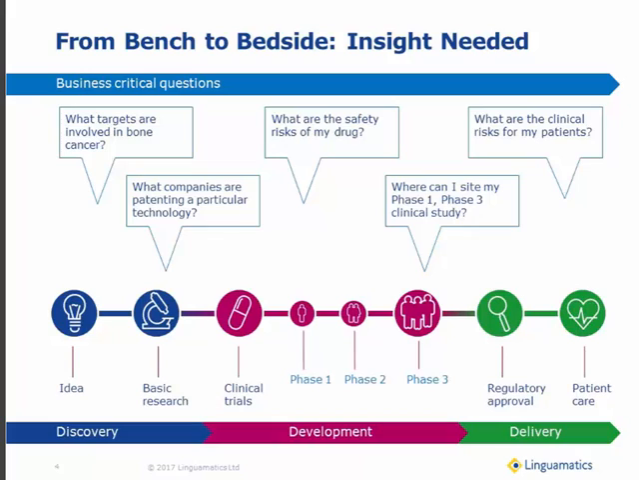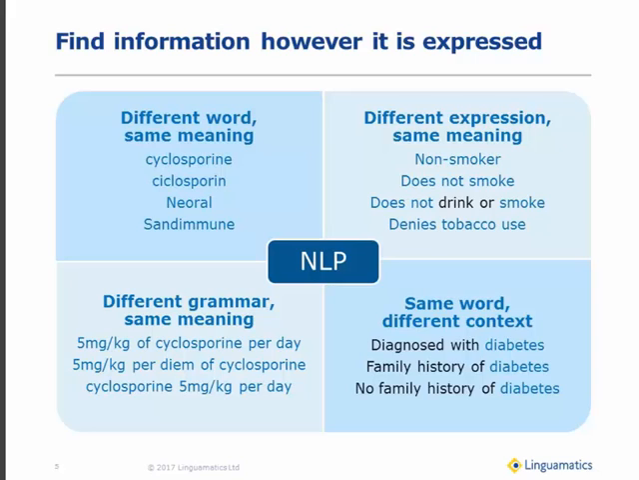Or thinking further down, you might want to find the optimal sites for a phase 1 or a phase 3 clinical study. These kinds of studies obviously need very different characteristics. So answers to all of these questions will help support key business and healthcare decisions. But most of these questions can be answered from information in free text documents.